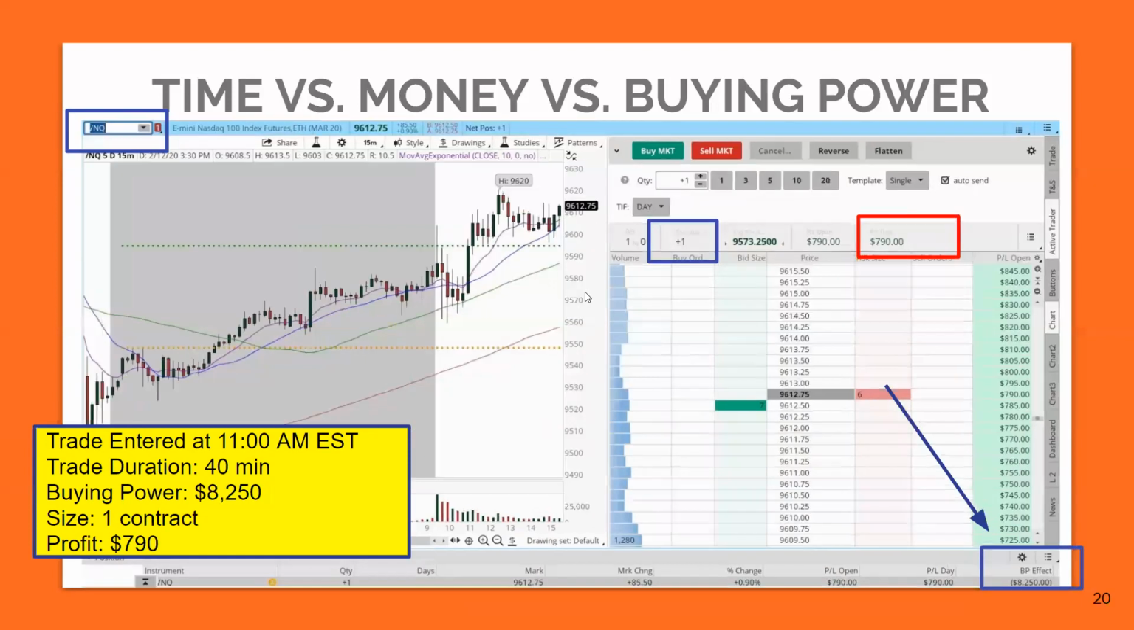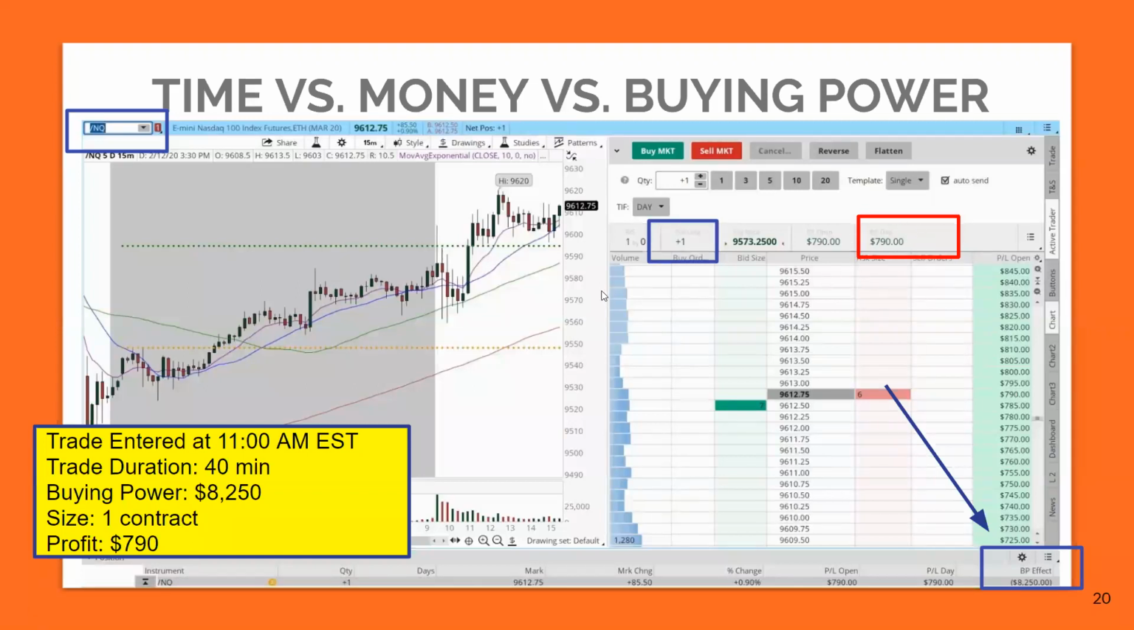Changing the slide. If I would cover the symbol and I would cover the price at the right-hand side of the chart, guess what? You would literally say it's the same chart. Now, same strategy applied for stock, same strategy applied for the futures, same topping tails, same moving averages. You can see same time frame right here. So we entered the trade at 11 o'clock Eastern. The trade duration was 40 minutes, and the buying power is 8,200 with one contract, $790. You can see it right here.